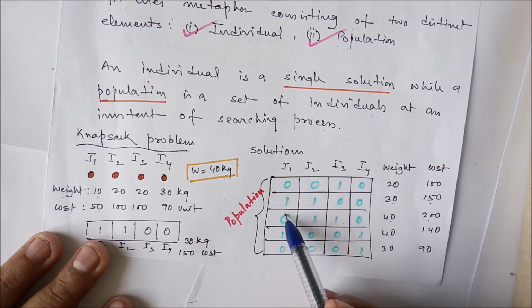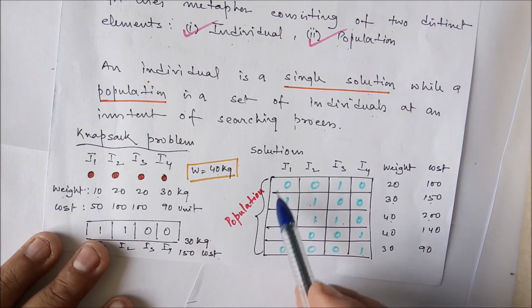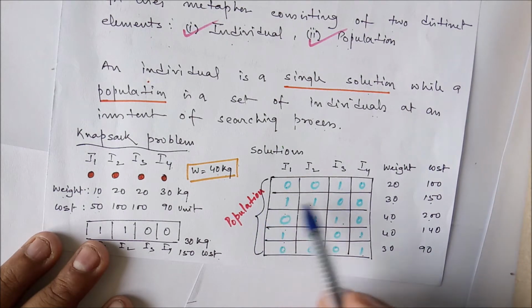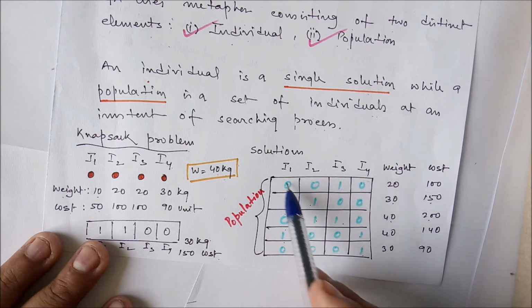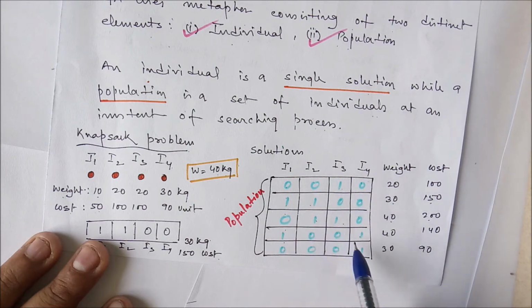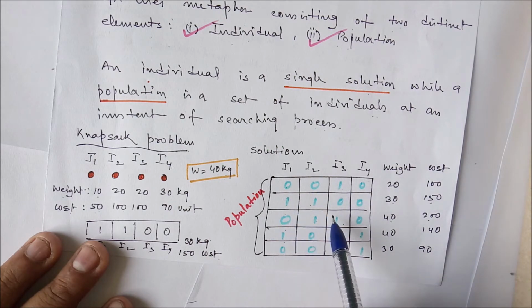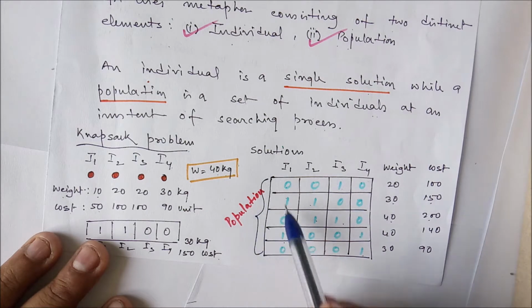So 1, 2, 3, 4, 5: 5 individuals are there, and the total is called the population. Each single solution is an individual: solution 1, solution 2, solution 3, solution 4, and solution 5. And what is a population? A population is a set of individuals.